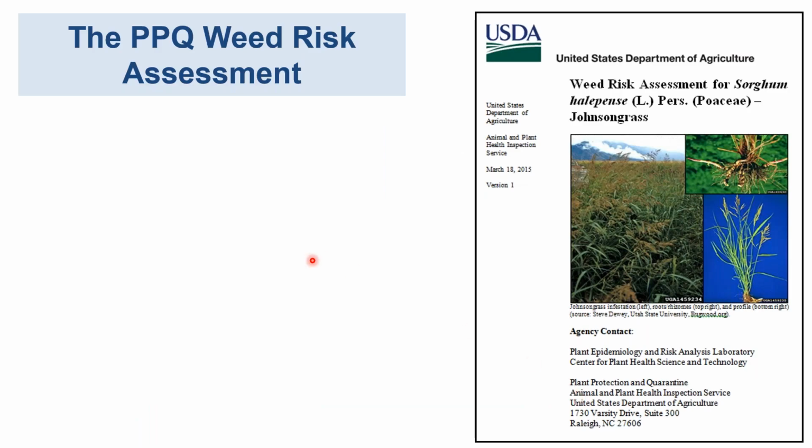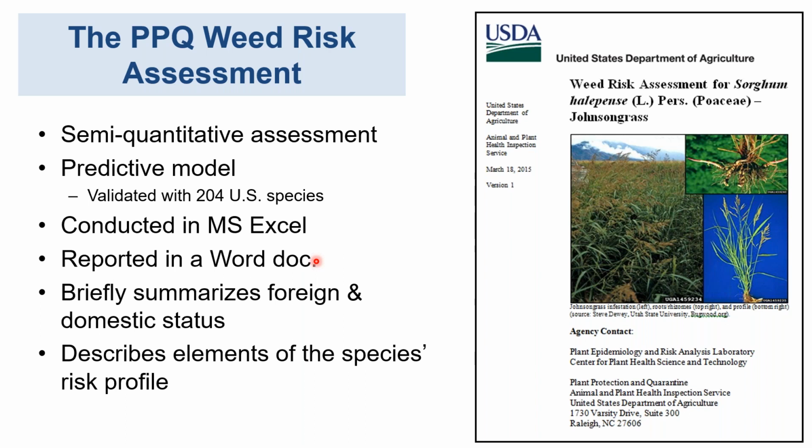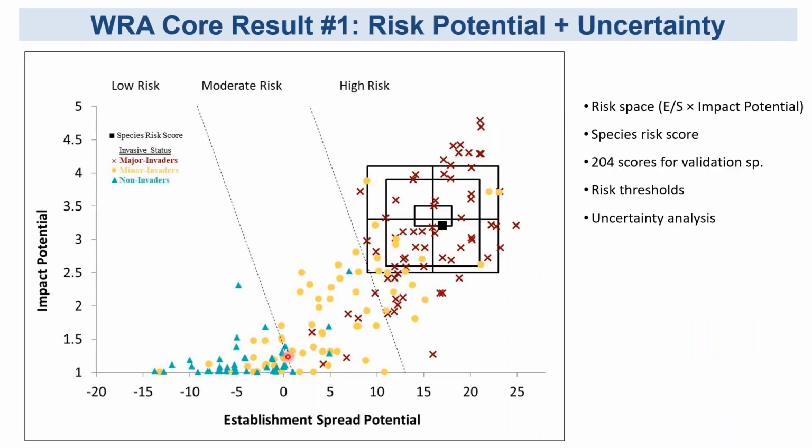So our weed risk assessment process is a semi-quantitative assessment. It's a predictive model that was validated with 204 U.S. species. That means it has a certain accuracy rating. It is conducted in an Excel file, but it's all put together and assembled in a Word document. It briefly summarizes nomenclature of the plant, some botanical information, and describes its foreign and domestic status. But it also focuses in on the elements of the species risk.